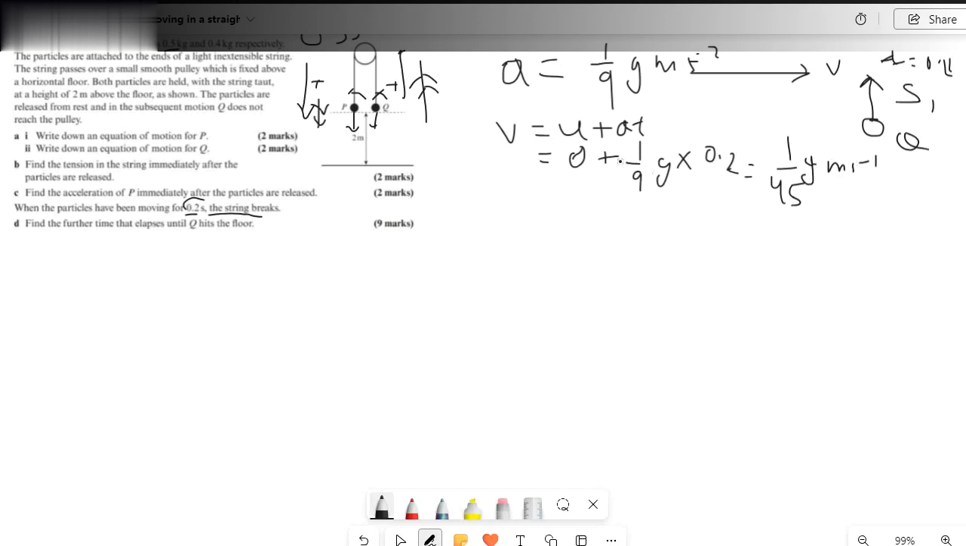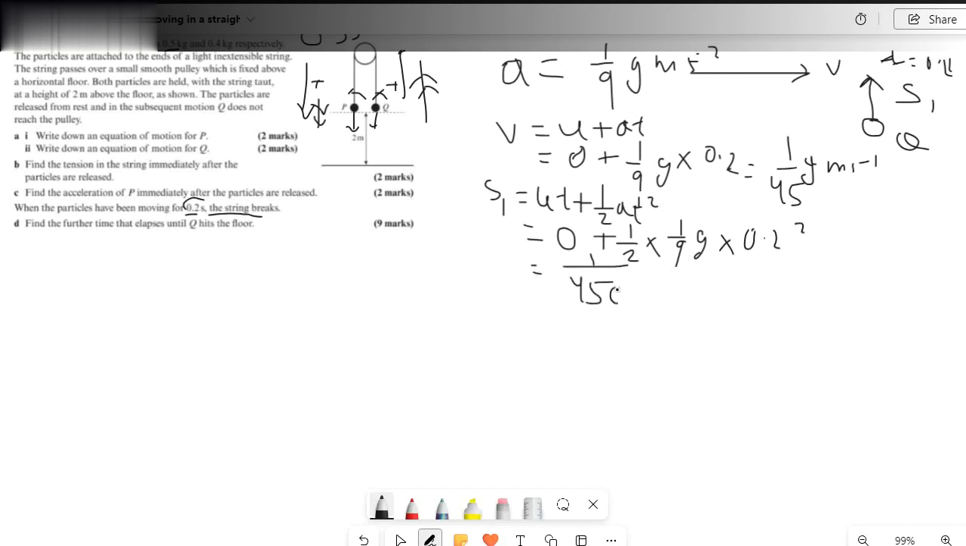meters per second. And we also find out the displacement S1, which is found using s is equal to ut plus half into at squared. So u is 0, so this is 0, plus half into acceleration, which is 1 by 9 g, multiplied with t squared, which is 0.2 squared. And so the value of S1 is 1 by 450 g meters.